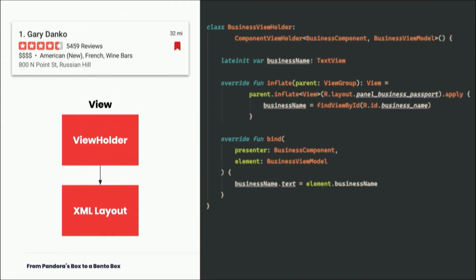Then in the bind method, the view holder is provided with the presenter and the data item. And in this case, we take the business name text view and we bind the business name from our data object to the text view text.